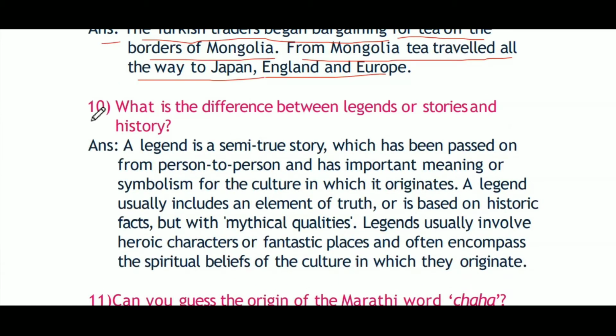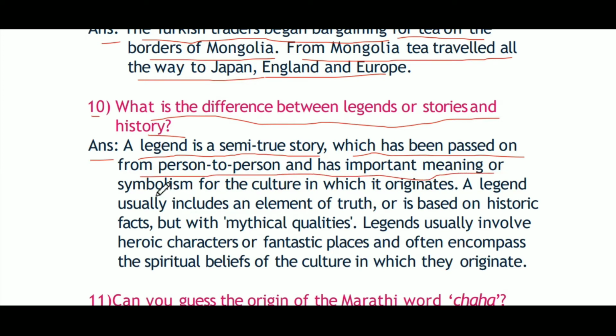Question number 10. What is the difference between legends or stories and history? Answer is, a legend is a semi-true story which has been passed on from person to person and has important meaning or symbolism for the culture in which it originates. A legend usually includes an element of truth or is based on historic facts, but with mythical qualities.